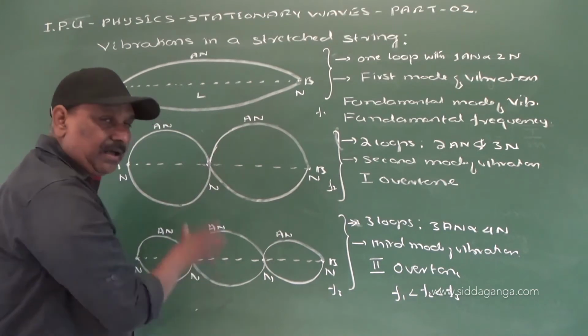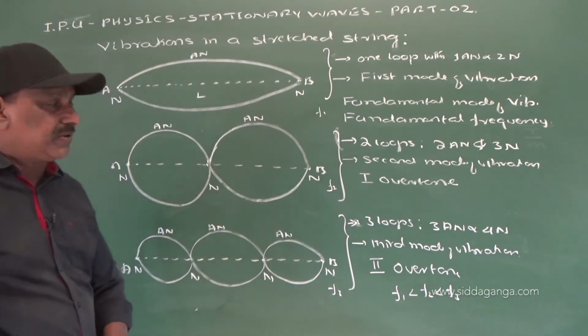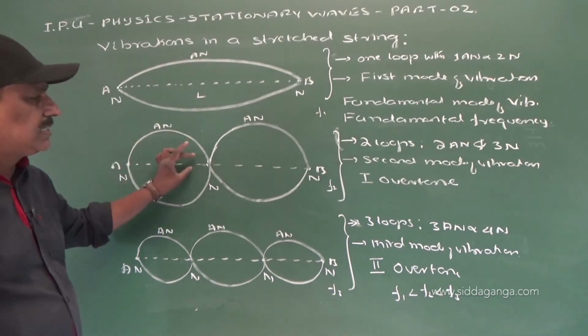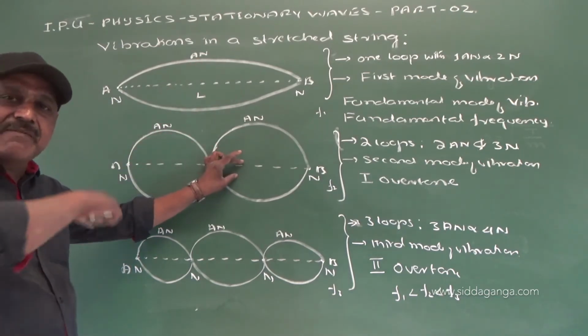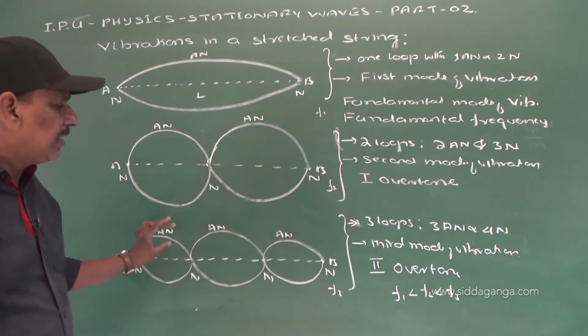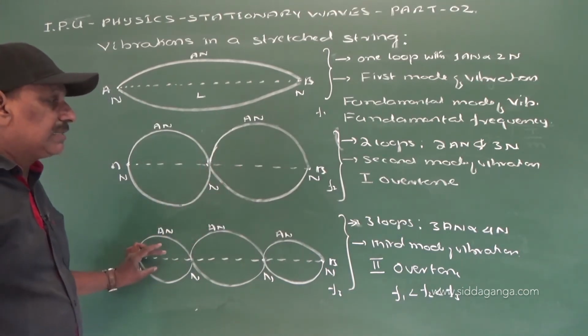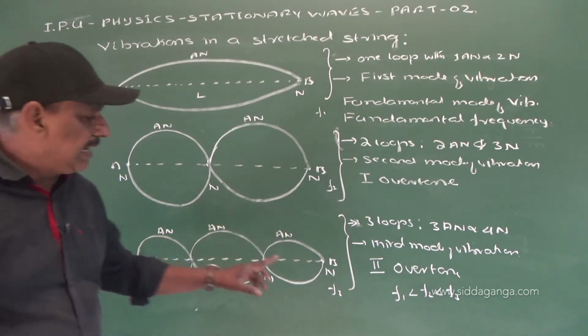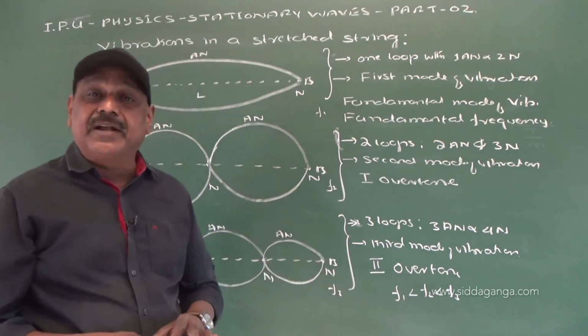So these are called modes of vibration. This is the fundamental mode of vibration. This is the second mode of vibration. Its frequency is called first overtone. And this is the third mode of vibration, and its frequency is called the second overtone.